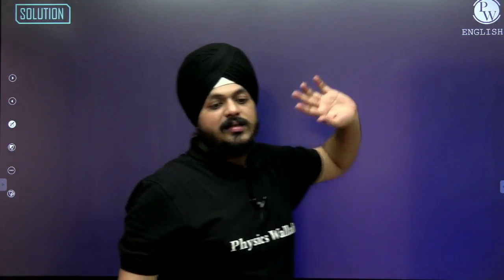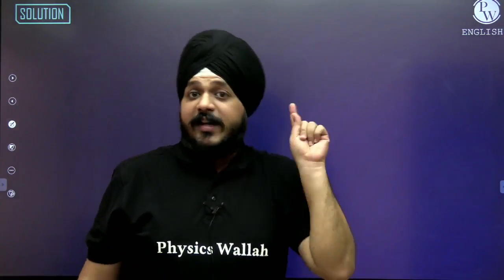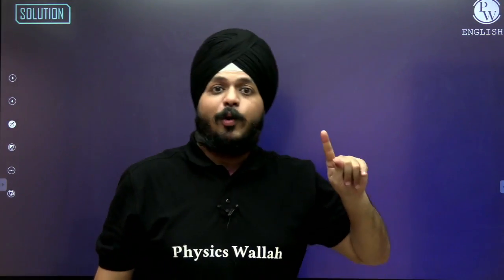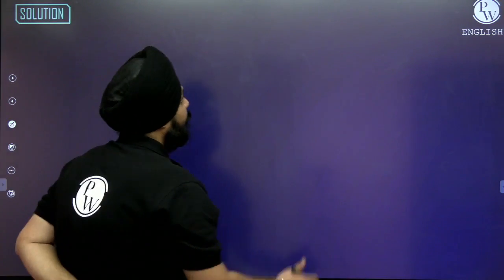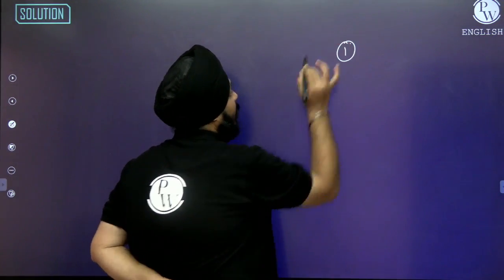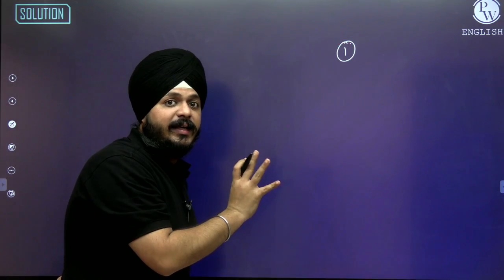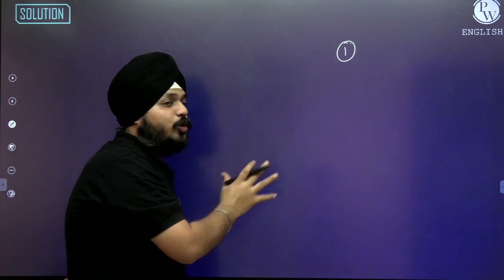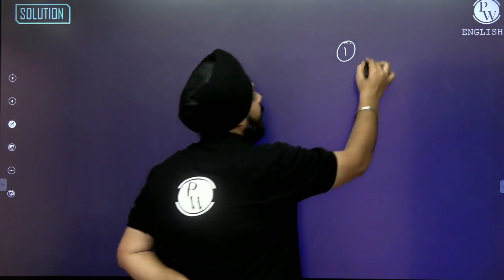Now, three important shortcuts I'm going to write here. If it is a PV graph, if it is a cyclic process, then there are three shortcuts. First, whatever I'm writing in front of you now, you are going to use directly in our next questions. Right? See.